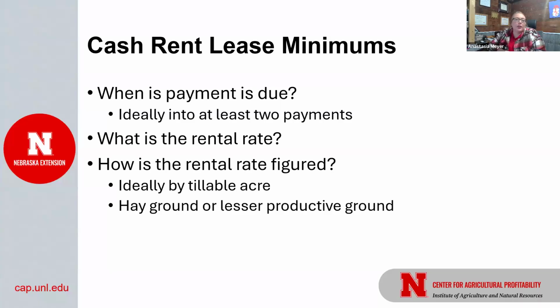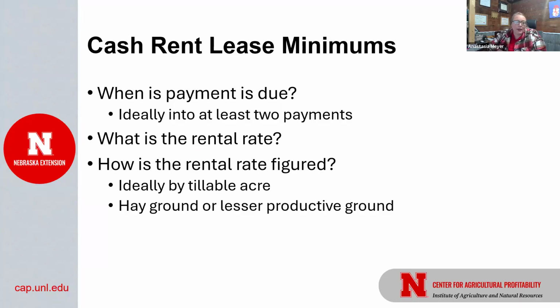Okay. So if you have a cash rent where you are charging a certain amount, a guaranteed amount by the acre, what are the bare minimums that you should have in your lease? Well, the first one is, when do you need money, right? That's the first question you should ask. And then how much money do you need? How are you setting that rental rate? So let's go into the first, when is payment due?